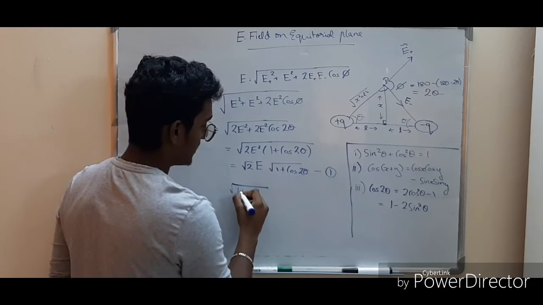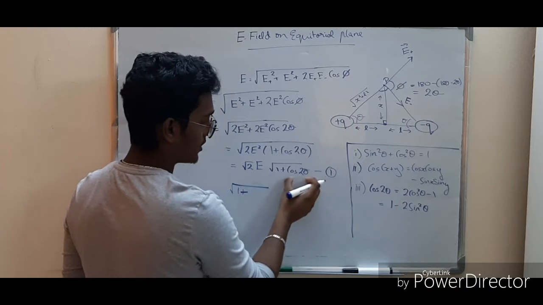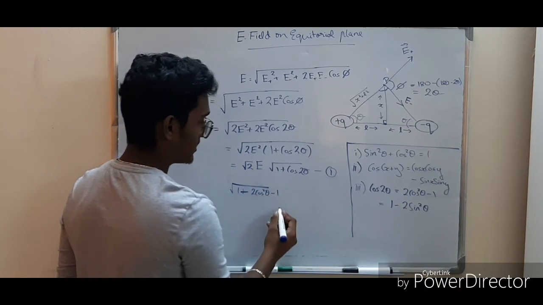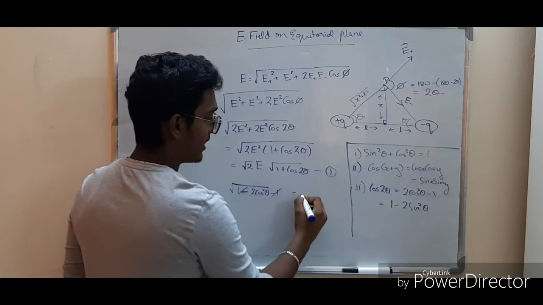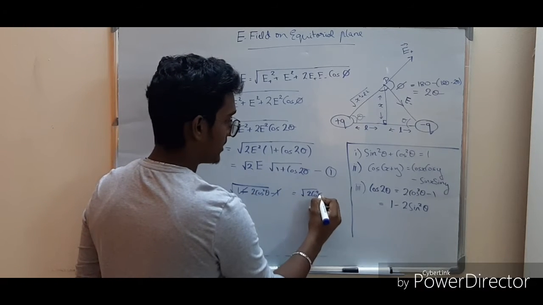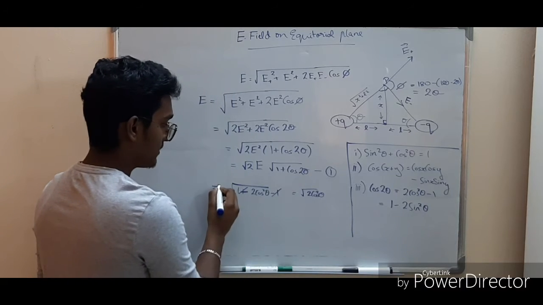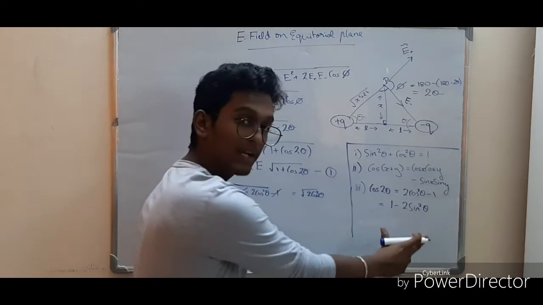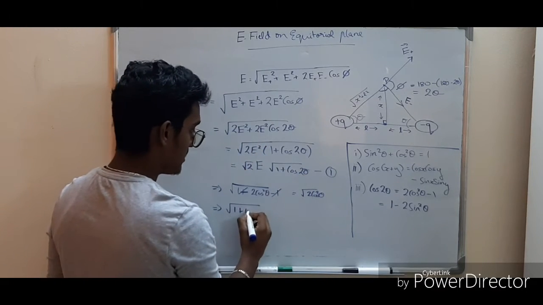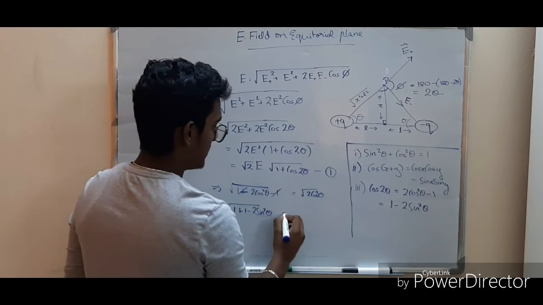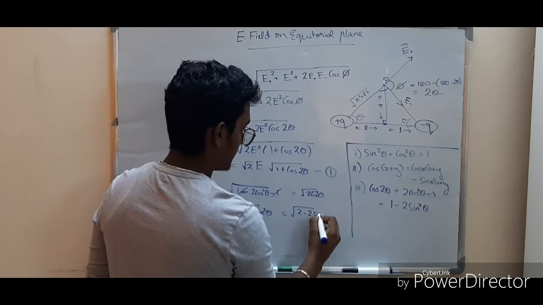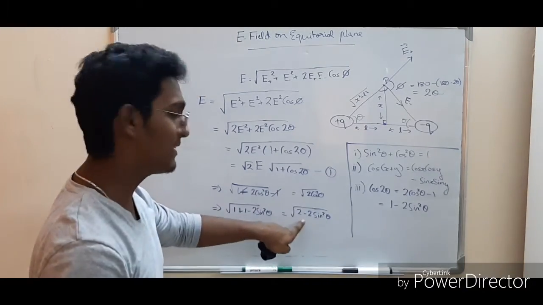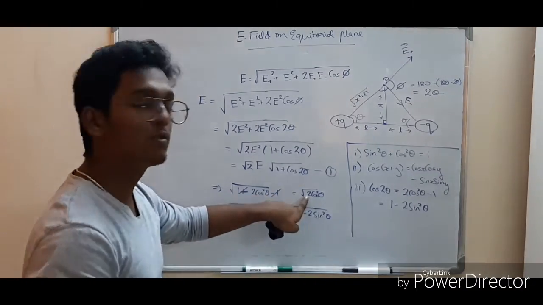Root of 1 plus, let's substitute the first formula. For cos 2 theta, it is 2 cos square theta minus 1. You get the answer to be root of 2 cos square theta, and the other case is going to be root of 1 plus cos 2 theta is 1 minus 2 sin square theta. So 1 plus 1 minus 2 sin square theta, which is 2 minus 2 sin square theta. So we can see that it's easier to simplify the first term than the second term. That is, this is going to be root 2 cos theta.